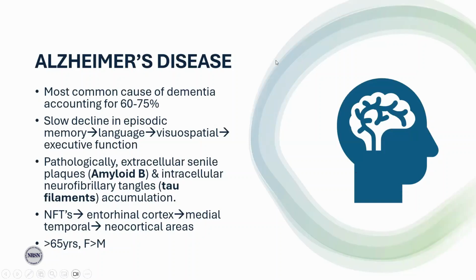So pathologically, Alzheimer's disease is characterized by extracellular senile plaques, that's amyloid beta 42 proteins. So extracellular accumulation of amyloid beta and intracellular tau protein formation, which are termed neurofibrillary tangles, NFTs. When these proteins accumulate in the brain, they give a pathologic diagnosis of Alzheimer's disease.